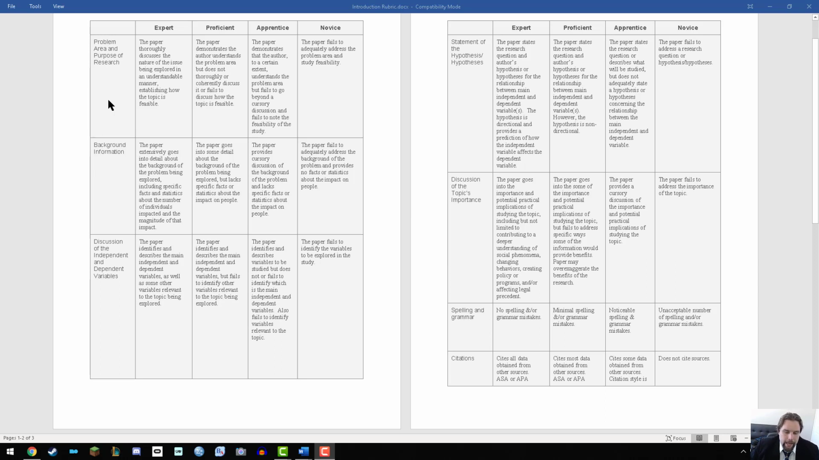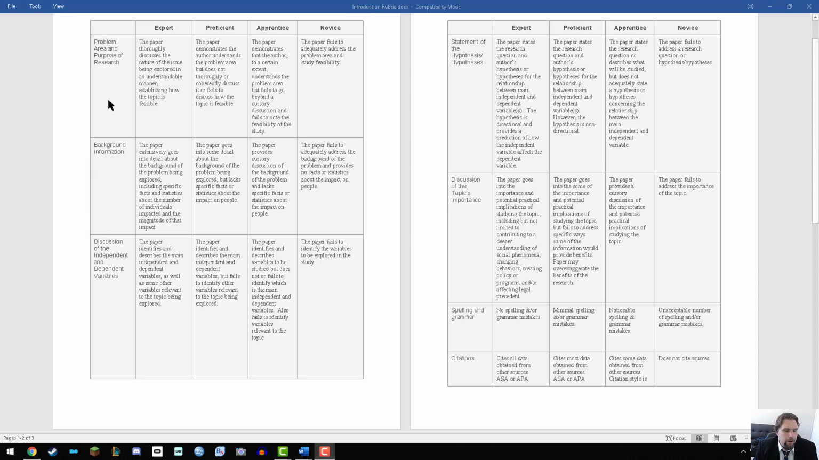Any information about how many specific people are being impacted would be ideal, right? If you're doing research on some sort of a disease, if you can find any information about roughly how many people have the disease, or how many people are affected by the disease every year, or anything like that. Those are the kinds of facts and statistics that you'd want to cite in that background information section.